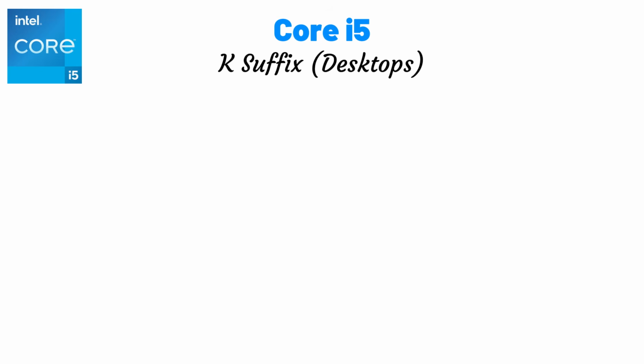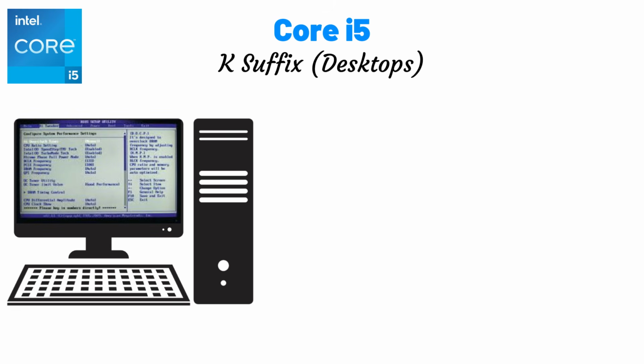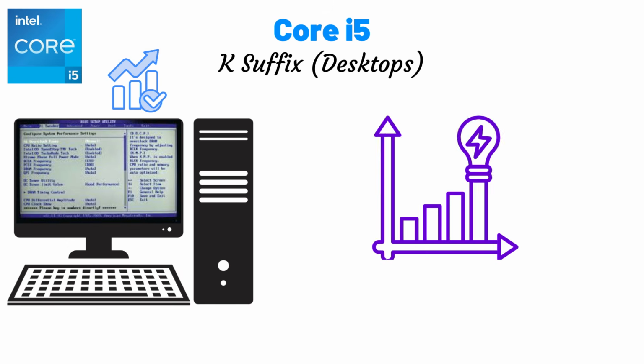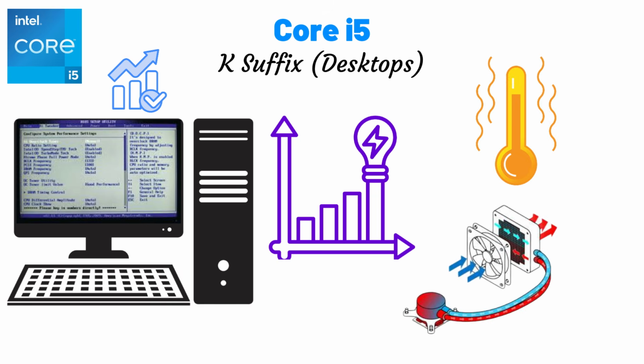K suffix, desktops. On desktops, some i5 models include the K suffix, which means the chip has the overclocking feature. If you want to overclock the processor, it can run faster than its normal speed, but this requires higher wattage consumption and produces more heat. If you plan to use this feature, you will need a better cooling system like liquid cooling, because regular cooling fans usually are not powerful enough to keep it cool.